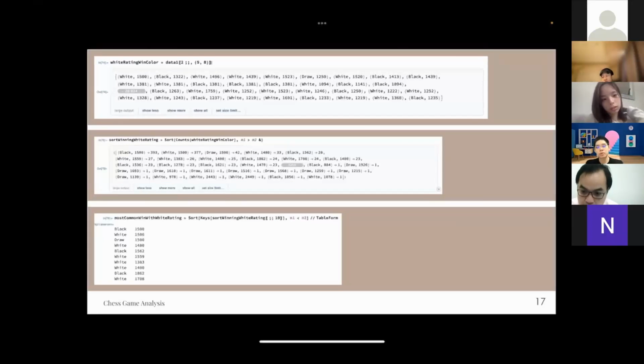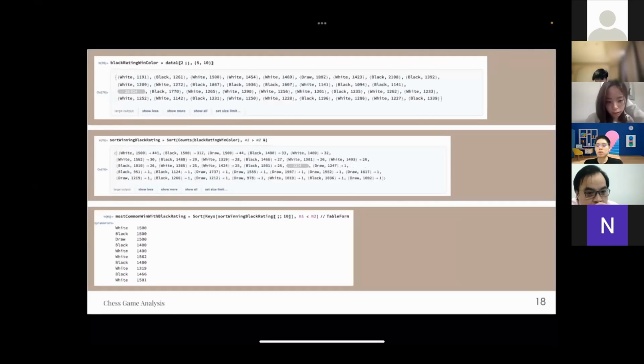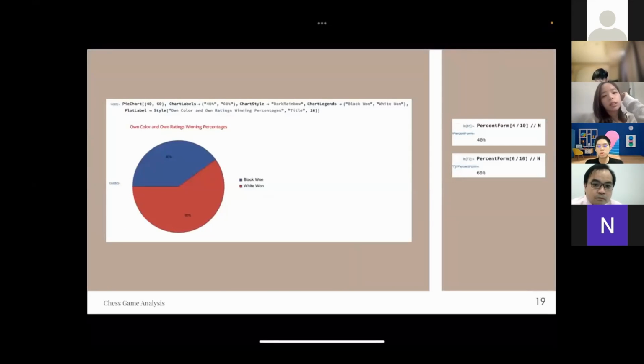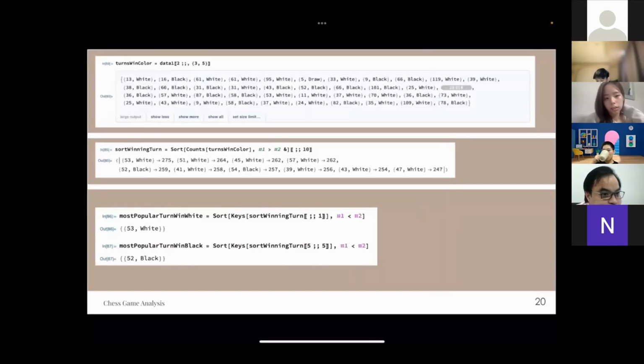The most frequent white rating score that wins is around the score range of 1,400 to 1,700. Similarly, the frequent black rating score that actually wins is around the score range of 1,400 to 1,500. From above, the percentage of white winning is 60% and the percentage of black winning is only 40%. As for the number of turns and winning colors, the most common turns used are 53 for white and 52 for black.